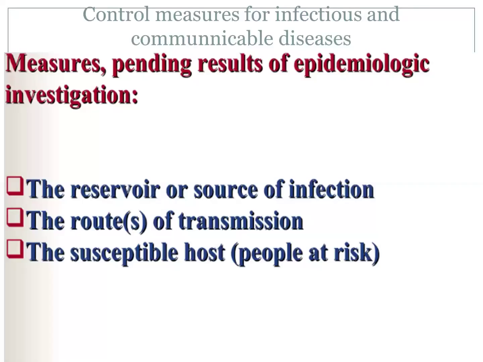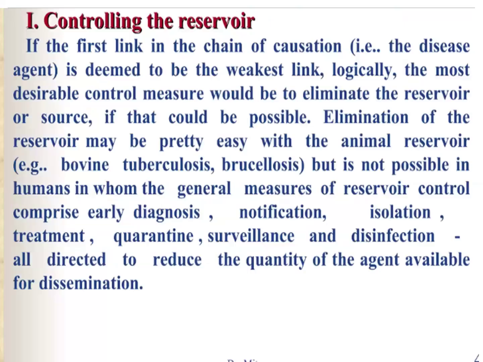Then there are control measures for infectious and communicable diseases, which are measures for epidemiological investigation, which include reservoir or source of infection, route of transmission, and susceptible host. So controlling the reservoir is very important, which is the first link in the chain of causation. It is deemed the weakest link. Logically, the most desirable control measure would be to eliminate the reservoir or source if it is possible.